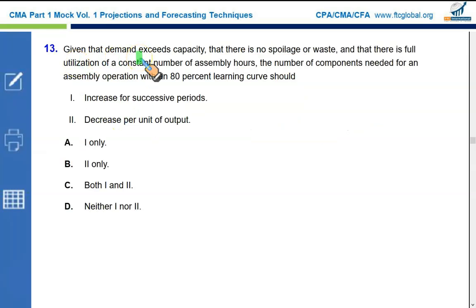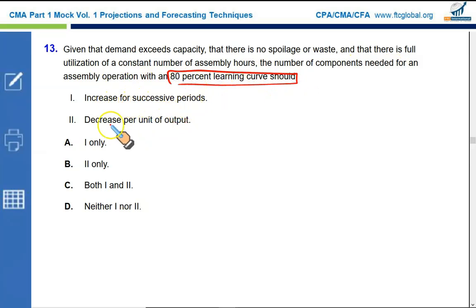Given the demand exceeds capacity, there is more demand, less capacity, and that there is no spoilage or waste, and that there is full utilization of a constant number of assembly hours, the number of components needed for an assembly operation with an 80% learning curve should increase for successive periods, decrease per unit of output.